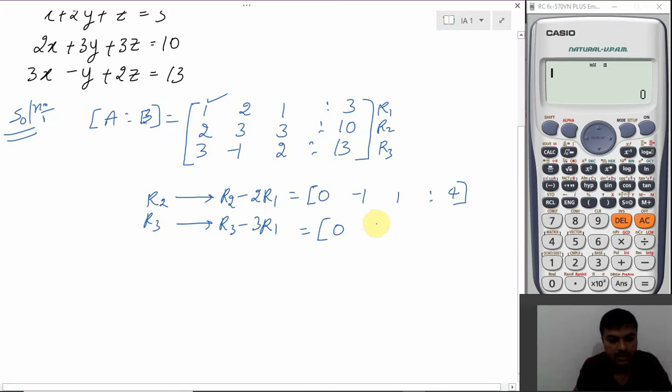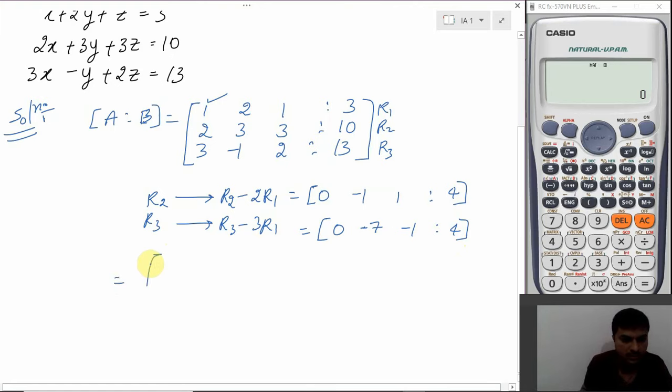Yes, can anybody tell me? So you can see R3 is minus 1. Next, minus 1 minus 6 is minus 7. No need of a calculator, friends, you can easily do it. 2 minus 3 is minus 1. Next is 13 minus 9. Yes, 13 minus 9 is 4. So these are the new rows I'm going to get.